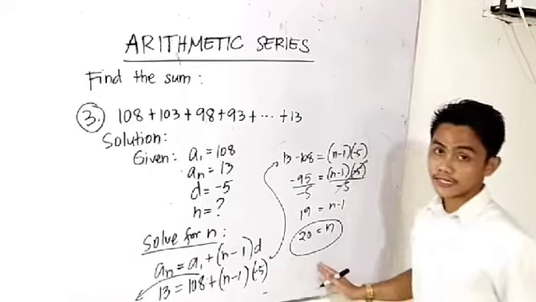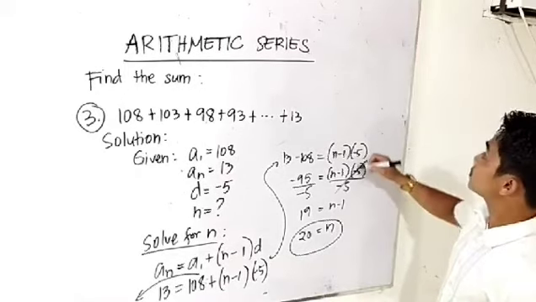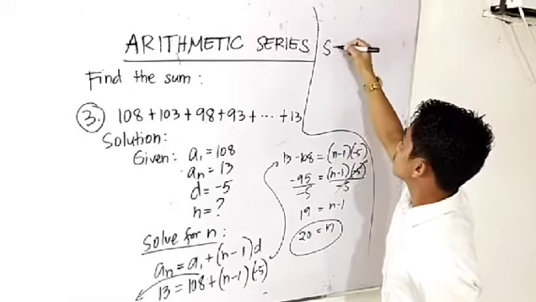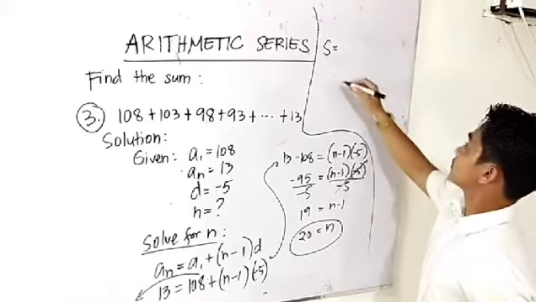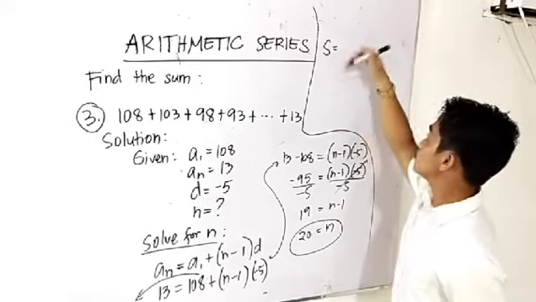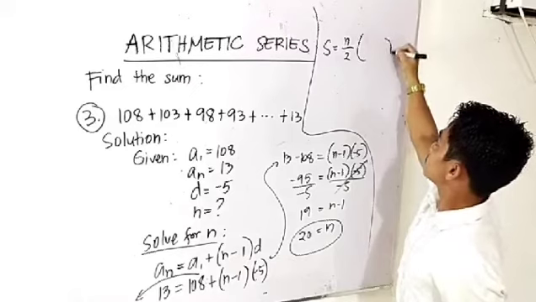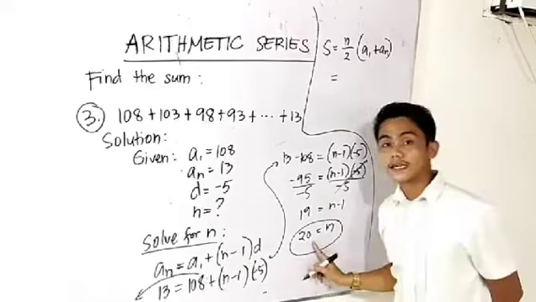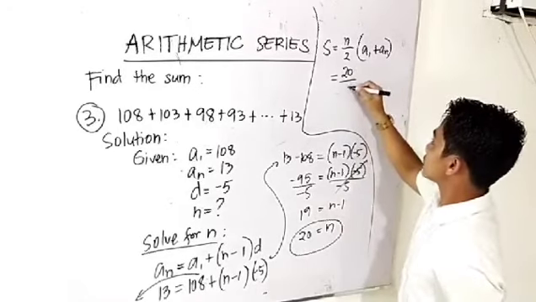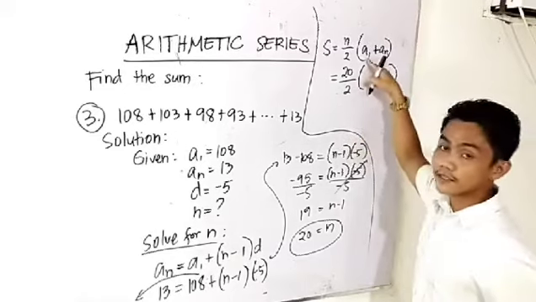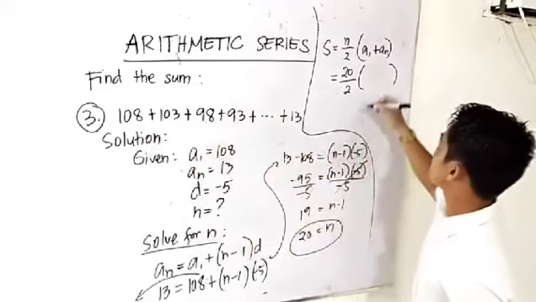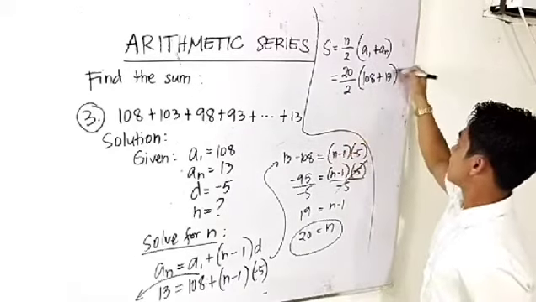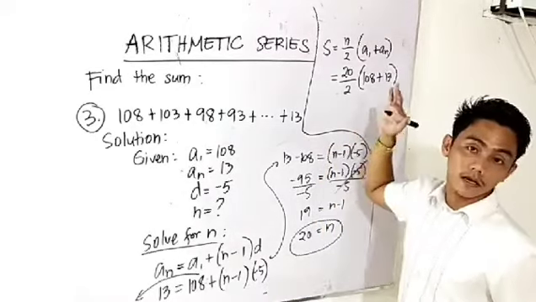So, we have our n already. So, therefore, we may proceed doon sa ating solution para sa sum. Sum is equal to, this is the last step. Sum is equal to the number of terms divided by 2 multiplied by the sum of the first term and the last term. Equals, ilan yung ating n? 20. 20 divided by 2 multiplied by, what is our first term? First term is 108. Plus, what is our last term? 13.